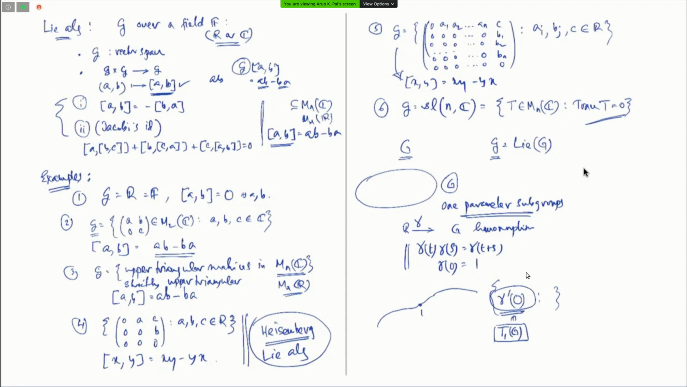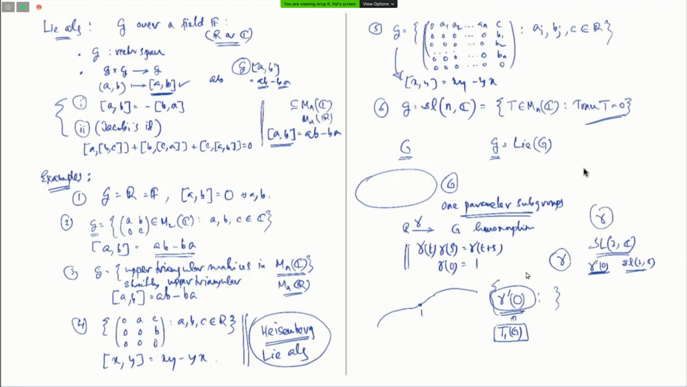Try it for SL2. You try to find gammas. So you take the example SL2C, look at different one parameter subgroups and then look at the gamma prime at zero and see if you get exactly this. Gamma prime at zero gives the trace, why? Not gamma prime equal to 0, it is gamma prime at the point 0.